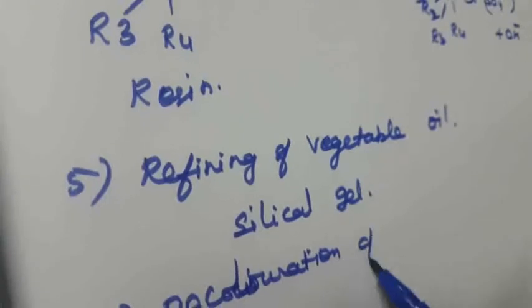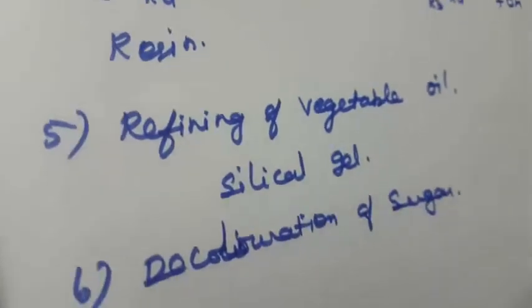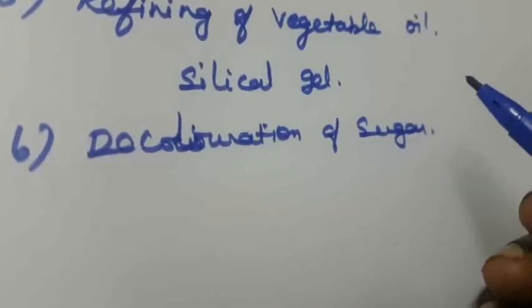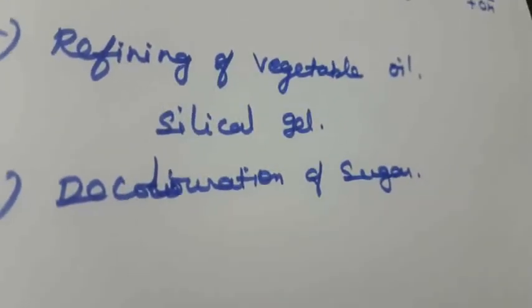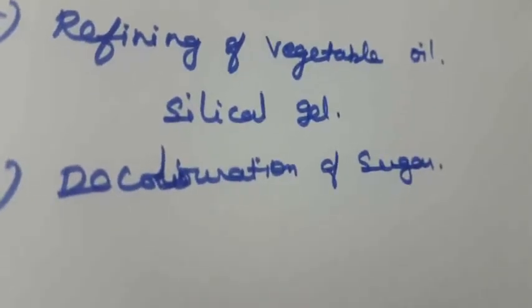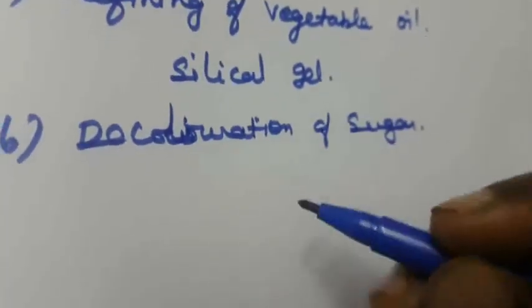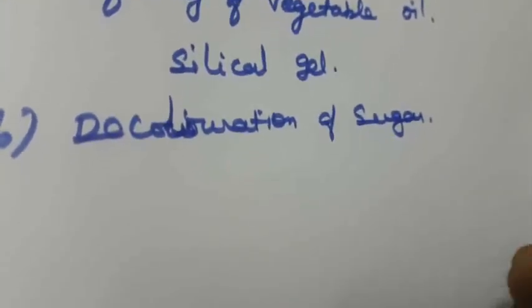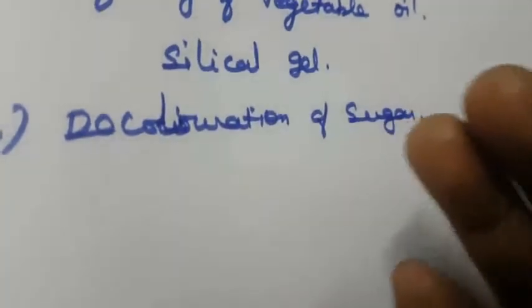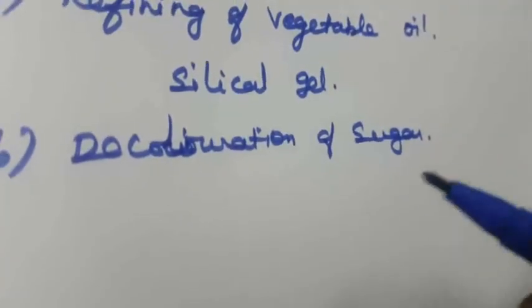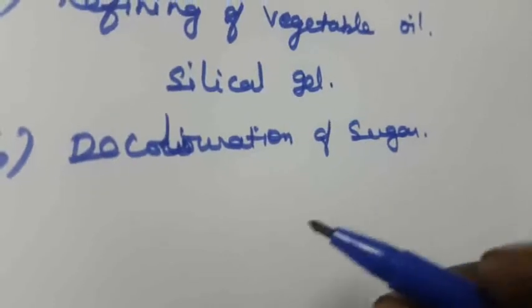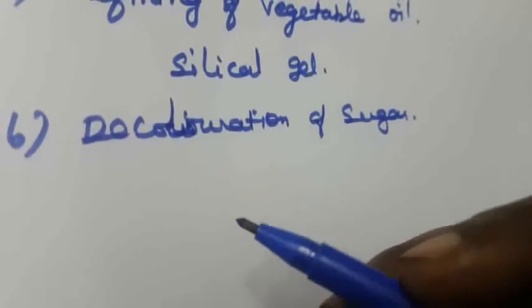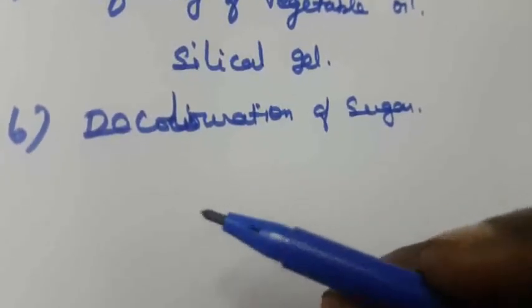Decolorization of sugar. What is meant by decolorization? Molasses is obtained from the sugar cane, and at first it is dirty in color. Then the pale yellow color is removed using animal charcoal. That is the decolorizing of the material. Decolorization of sugar means the removal of colored impurities by adding animal charcoal.